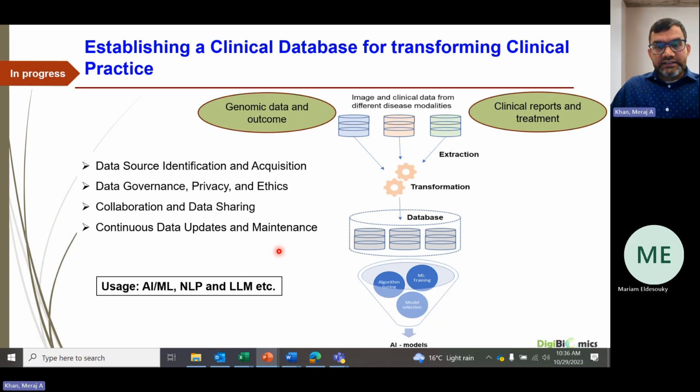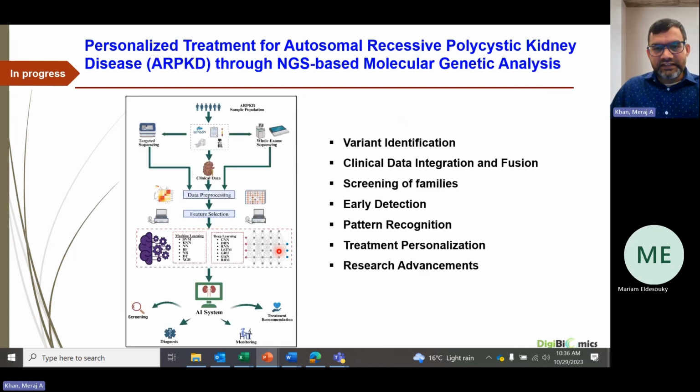Coming to the last project, which we recently submitted to a grant, and that is very interesting, and actually combines most of the things. This project focuses on autosomal recessive polycystic kidney disease, called ARPKD. This is a rare disease, and after birth there are many complications related to the kidney. That is the more clinical part, and I'm not going to go through it.